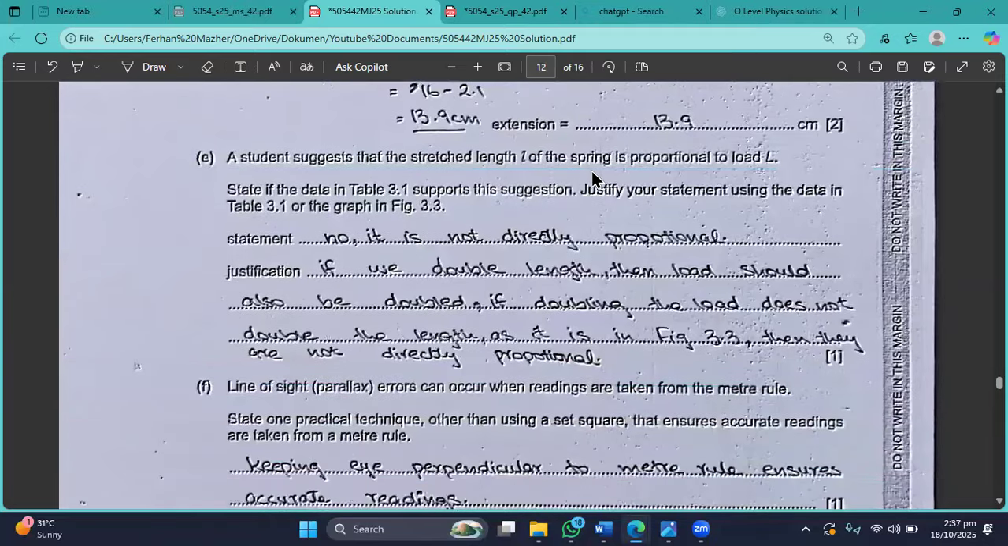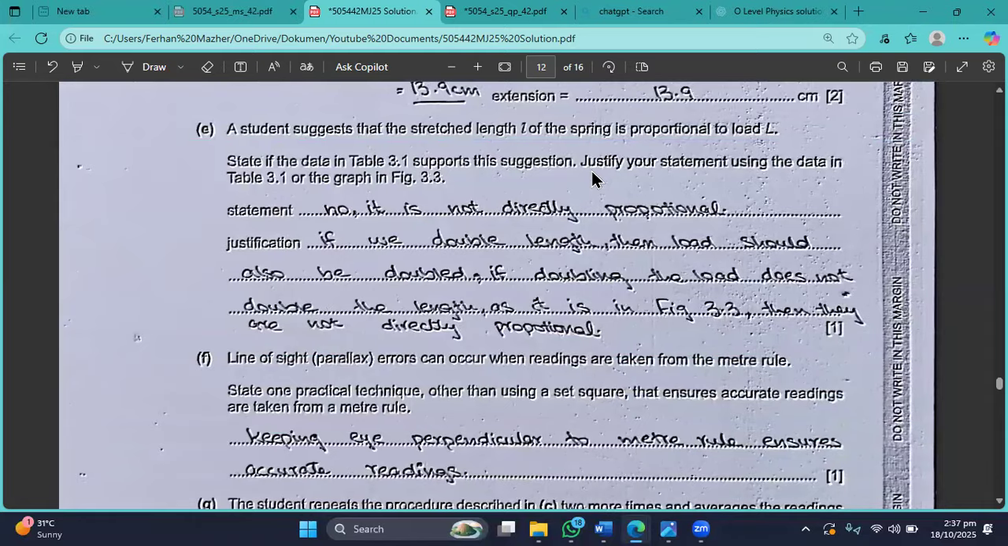So this is the reason why he's wrong, because when you double the load, the length of the spring does not double. That means that they are not directly proportional. You should not write, if we double length, then the load should also be double. You should write, if we double load, then the length should also be double, because we are changing the load. The change in the length is a consequence.